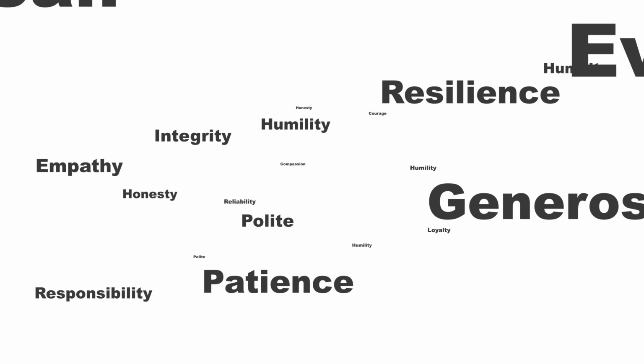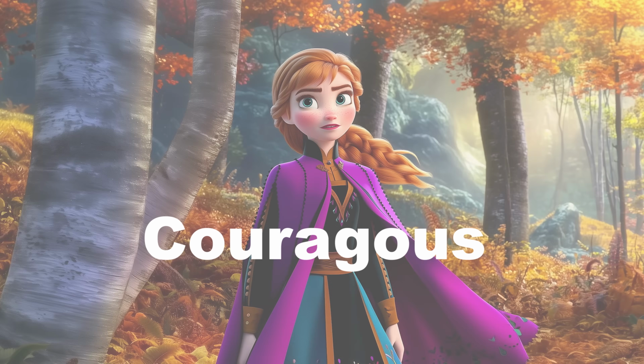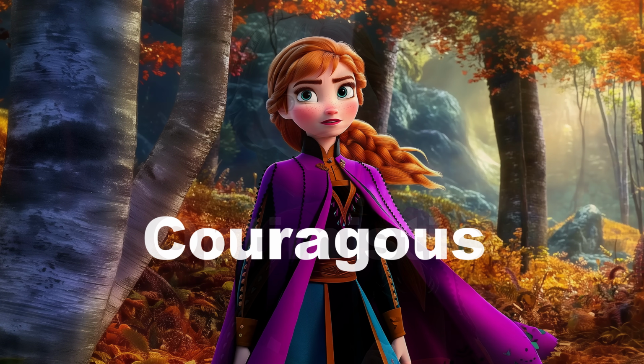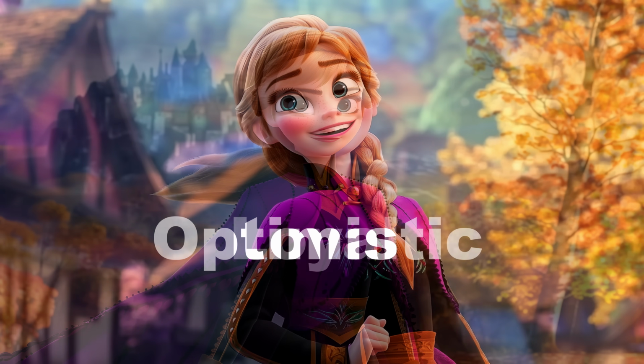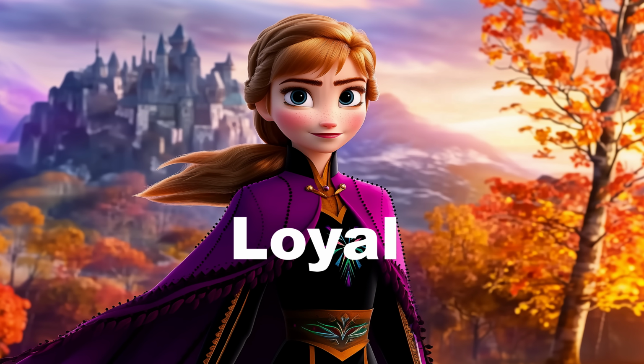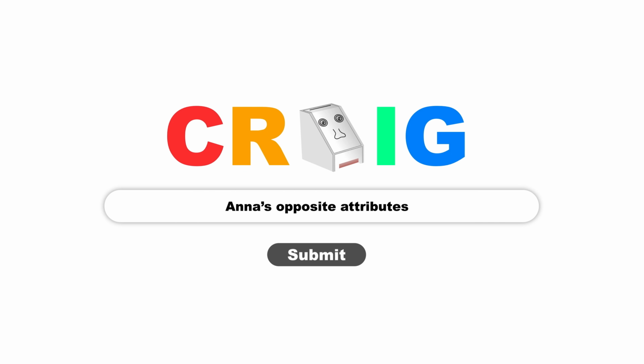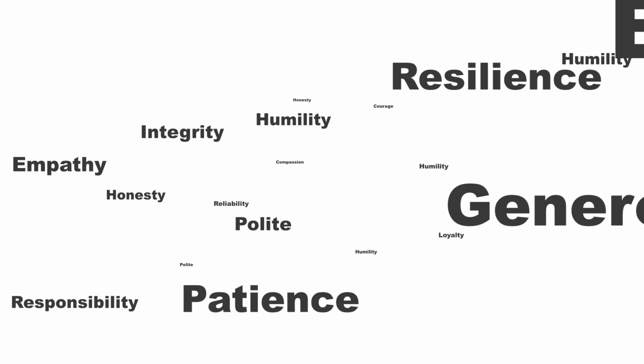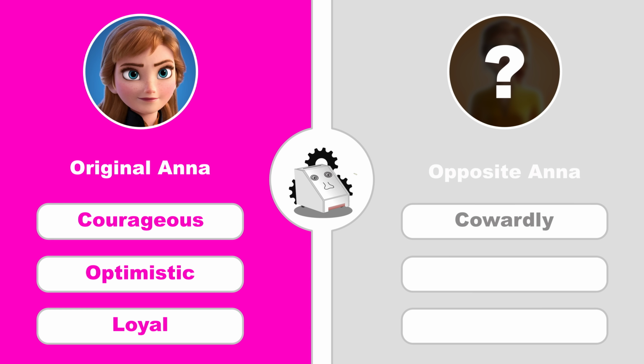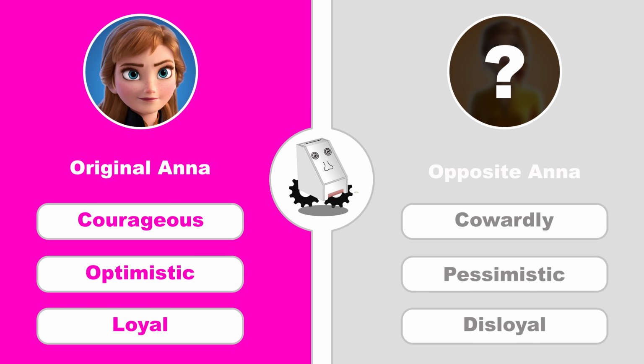So according to Craig, Anna's first attribute is courageous, faces danger without fear, optimistic, believes things will get better, loyal, always stands by loved ones. And the color she is most seen in is purple. Now let's see what the opposite attributes and color is. Okay, Craig, show us. Cowardly, afraid to take risks, pessimistic, thinks the worst will happen, disloyal, betrays others when convenient. And her opposite color would be yellow.